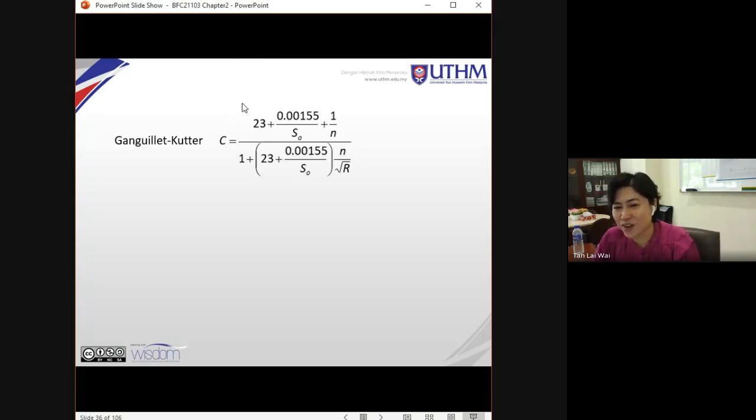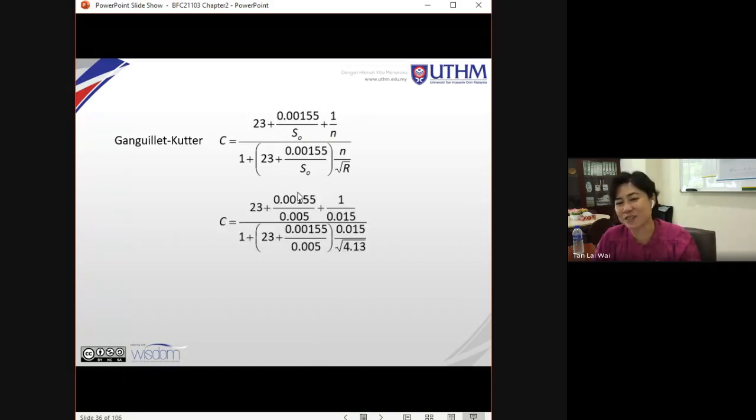For example, if you are using a calculator, you should put a bracket first for the numerator. That means you open a bracket, 23 plus 0.00155 divided by S, plus 1 over n, and then close the bracket for the numerator. For the denominator, you also have to do the same thing. That means the numerator divided by, open a bracket first, 1 plus, open another bracket, solve it, and close the bracket. You should try this out. If you look at this formula, it's simple, but if you directly plug in 23 divided by, you are going to get a different answer.